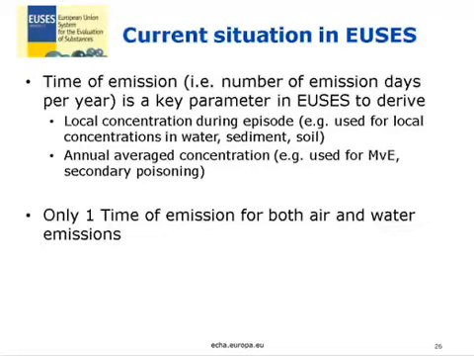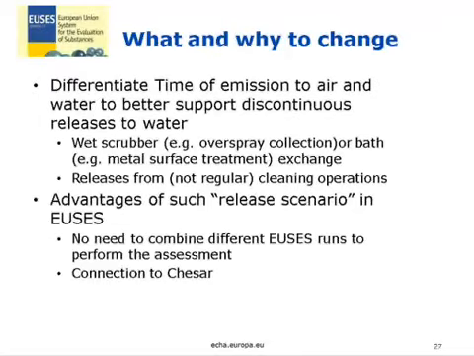In one case, only during the emission days, in the other case, in the average time over the year to calculate the annual average concentration. But instead, we have only one time of emission for both air, which is supposed to be more continuous emission, and water emission, which in many cases is a continuous emission, in other cases not. So what we propose is to differentiate the time of emission for air and water to better support this continuous release to water.